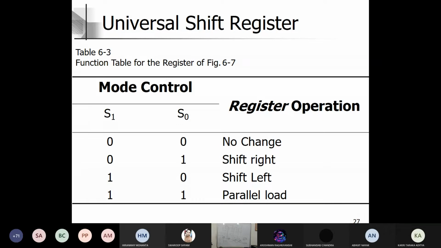Wait a minute. I wanted to do 0, 0 for parallel load. Okay. Then 0, 1 for shift left. 1, 0 for shift right. And 1, 1 for unchanged. How will the circuit change? Right? How is the circuit going to change?